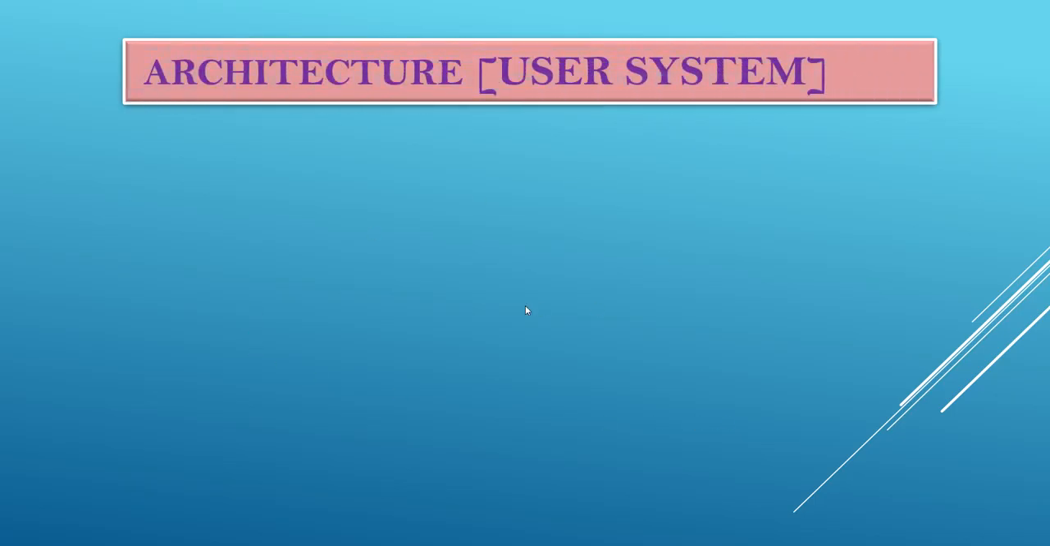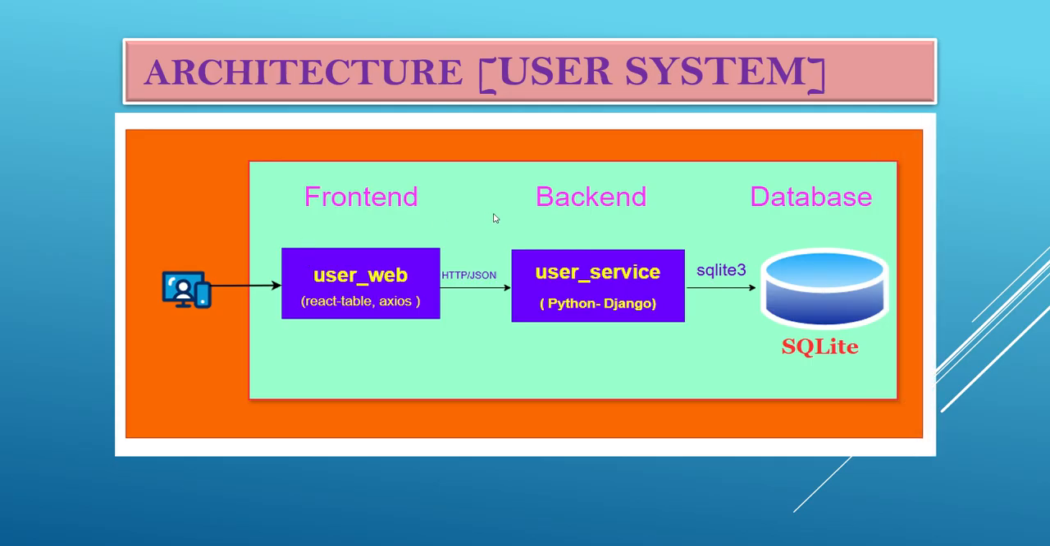So this is the architecture. We are going to create a user system in which, on the front end side, we create the user web app front end application using React.js, and in that we are going to use the React table and Axios libraries. On the backend side we are going to create a user service using the Python language, and in that we are going to use Django and Django REST framework to create REST APIs, and we are also going to test the APIs using the Django REST framework user interface. And on the backend side, we are going to use SQLite as a database, which is a default database that comes with our Python application.